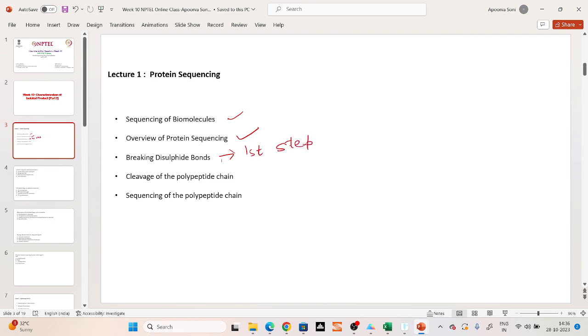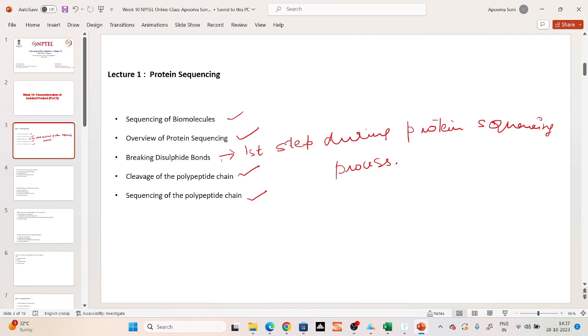it is the first step during the protein sequencing process. Correct? Okay. After this, now that we have broken the disulfide bonds, comes the cleaving of the polypeptide chains, and then finally the sequencing of the polypeptide chains.